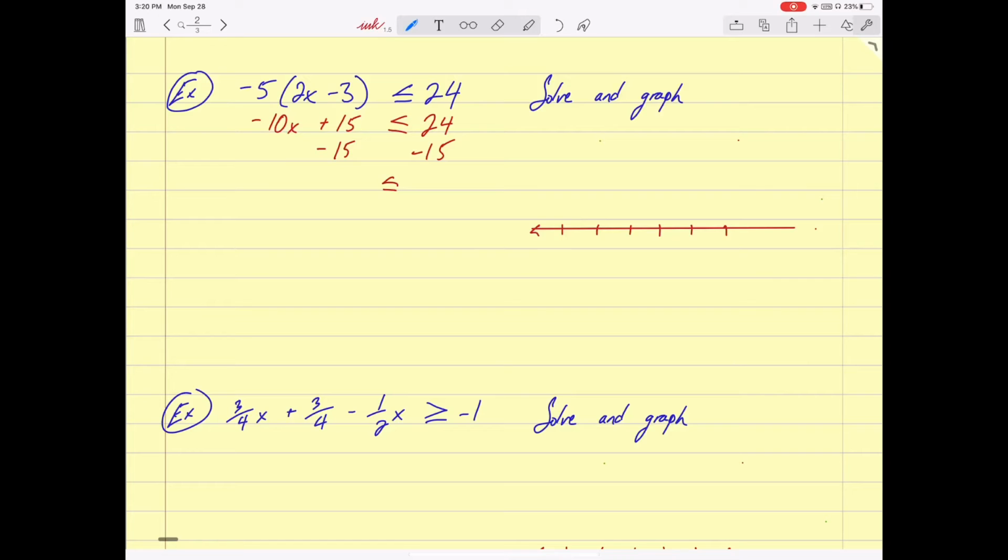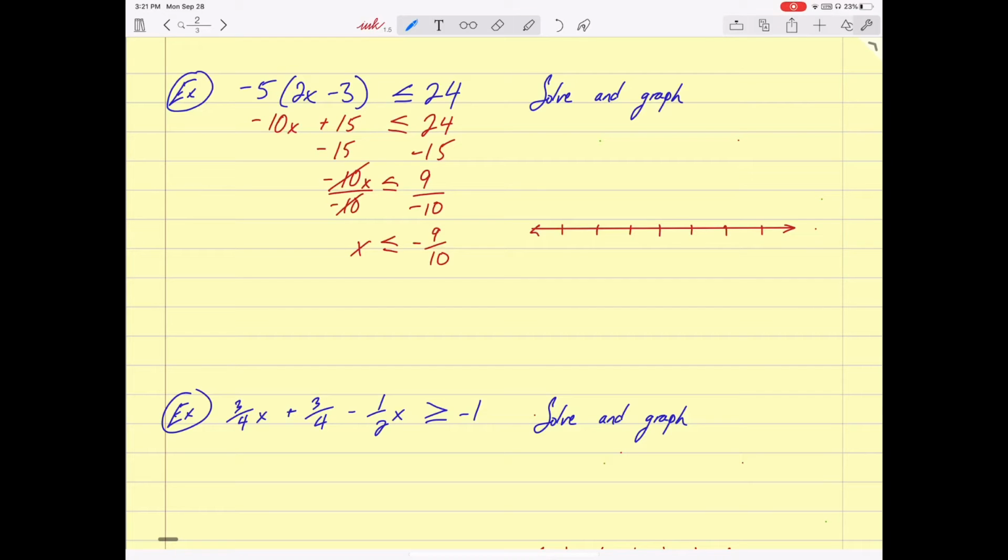24 minus 15 is 9, and we get negative 10x. And then we divide. So this one gives us a fraction. But since we're creating our own number lines, this really isn't a big difference from the other problems. So -9/10.